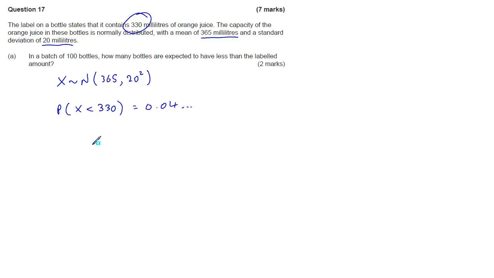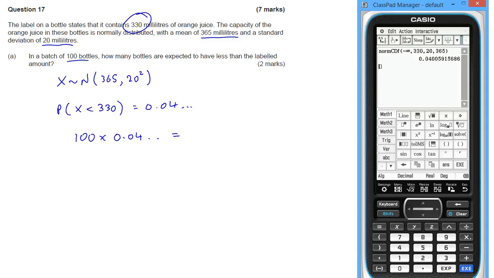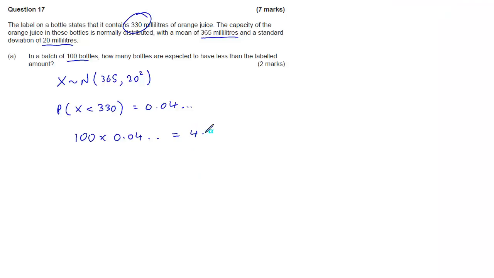and so on. And we want 100 bottles, so that's just going to be 100 times the 0.04 and so on. So we're just going to take that last answer and multiply it by 100. And that's 4.00 and so on. So we'll say 4 bottles.